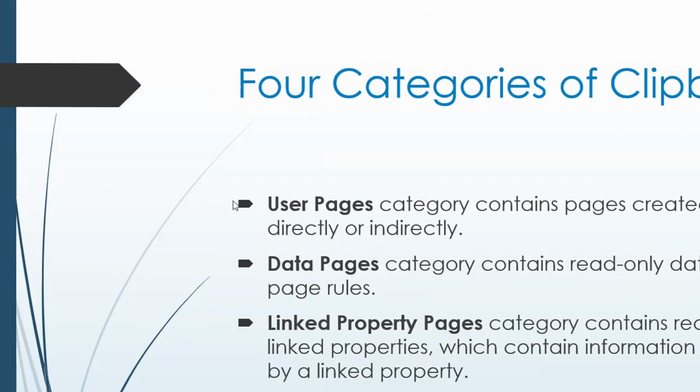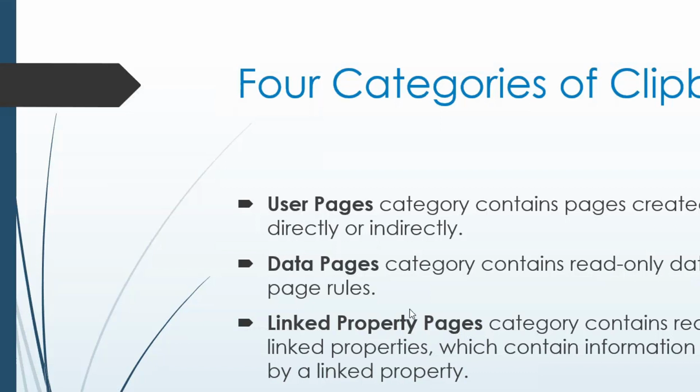So I have something called user pages, then data pages, then linked property pages and system pages. Now, what are these? How is each one of them significant? User pages has data related to all the user interactions of that particular case type. Suppose there is an application and I fill in the details for a transaction. All of that data will be part of the user pages category. So everything related to user interactions will be available under the user pages.